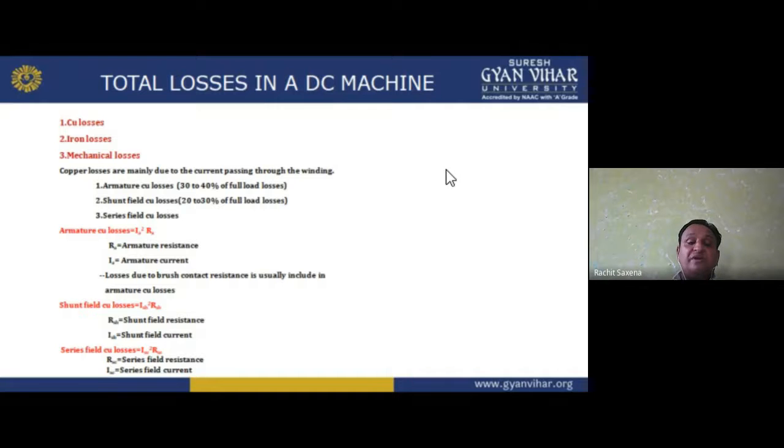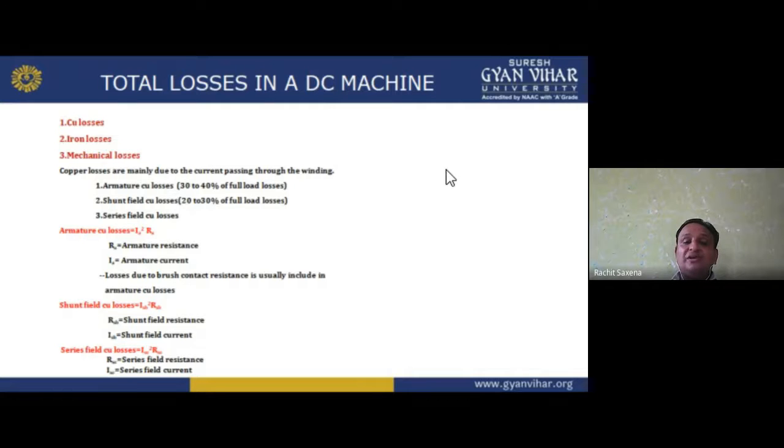Shunt field copper loss. If I'm talking about the shunt field, the field winding is connected in shunt, or you can say parallel, so it is known as shunt field copper loss. It is obviously 20 to 30% of full load losses.